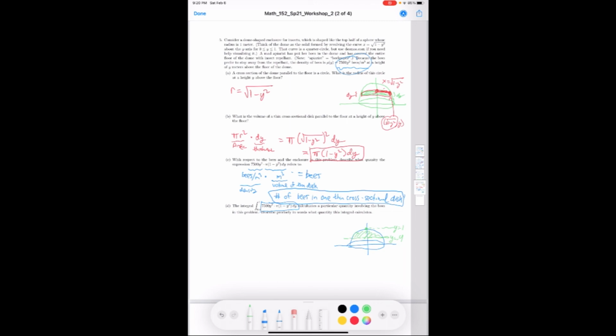In other words, the part of the dome that you can describe either as going from a height of 0.4 all the way up to the top of the dome, or as within 0.6 meters of the top of the dome. So this is the number of bees within 0.6 meters of the top of the dome, or from a height of 0.4 up to a height of 1. I don't really care which one of those you say, but the important concept is that this is what this integral is counting up.